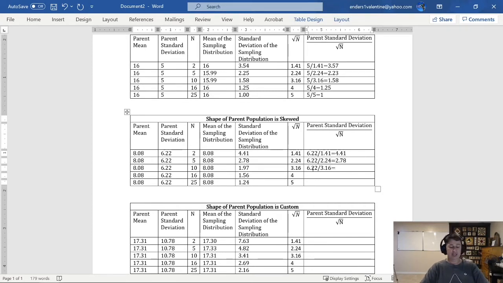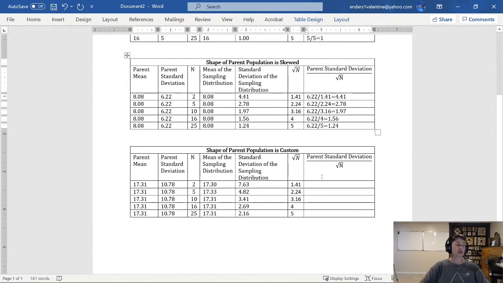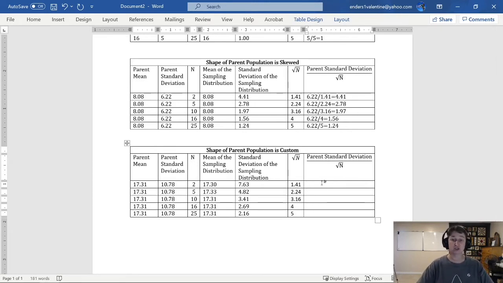But it should, if I do this division each time, I divide 1.97. I divide the parent standard deviation by the square root of that sample size. I should get the standard deviation of my sampling distribution. So this parent standard deviation divided by the square root of my sample size ends up being equal to that standard deviation of the sampling distribution. So we have now discovered the central limit theorem.